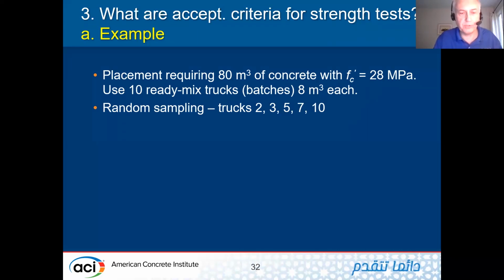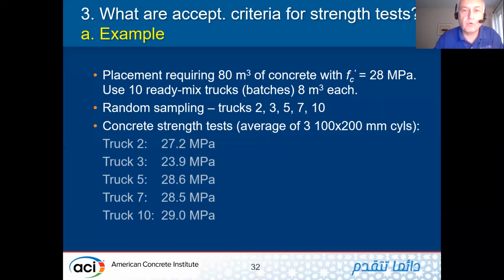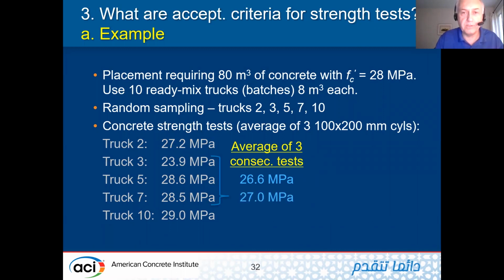You collect the samples, you do the testing, and here are the strength tests. Again, the numbers that you see are the average of those 3 cylinders. So here are the numbers, and we have those 5 strength test results. And then, as you remember, for acceptance criteria, we also have to look at the average of consecutive 3 tests. So what is meant by that is that you are looking at the first 3 tests and you take the average, then you take a look at the average of the next 3 and the next 3. So this is what is meant by the average of 3 consecutive tests.